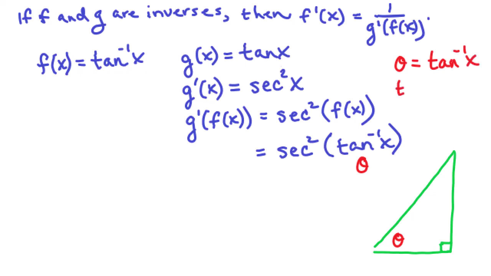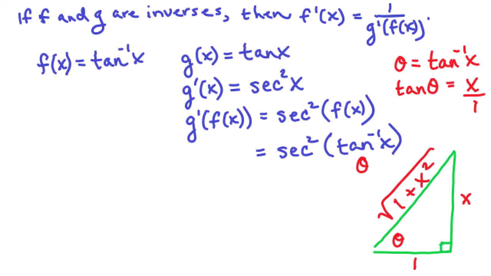That means that the tangent of theta is equal to x. But we can write x as the fraction x over 1. And then we recall that in a right triangle, the tangent of an angle is the opposite side over the adjacent side. So we'll label the opposite side x and the adjacent side as 1. Now using the Pythagorean theorem, we know that 1 squared plus x squared is the hypotenuse squared. That means that the hypotenuse is the square root of 1 plus x squared.